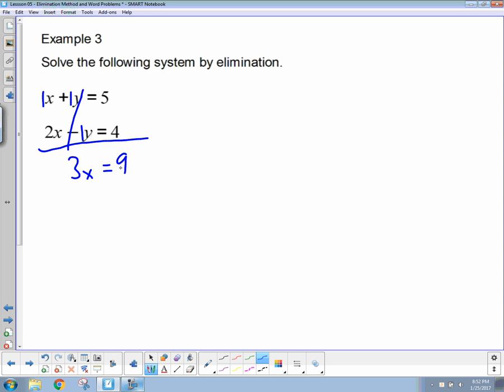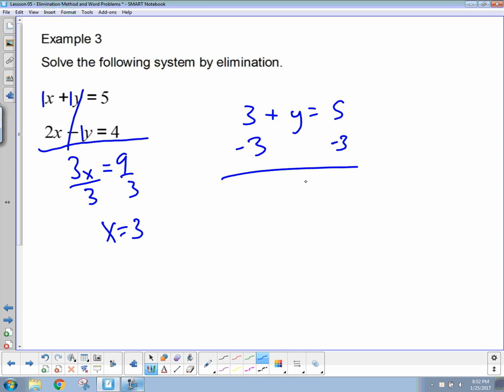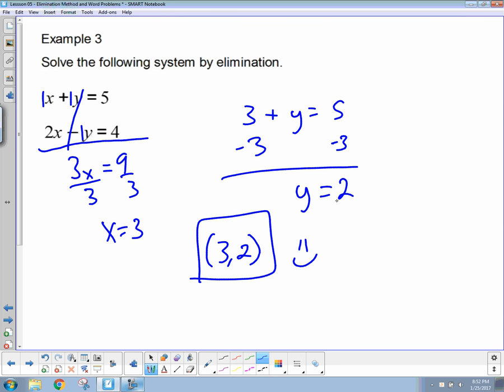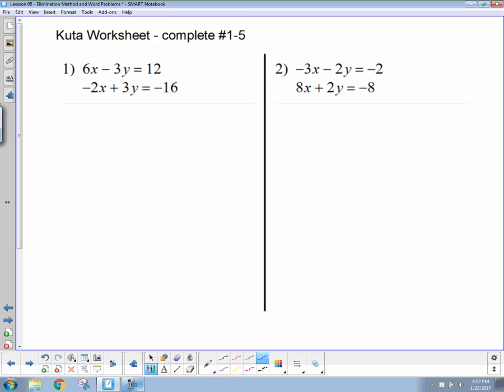Divide by 3. x equals 3. Plug that back into the original equation. Subtract 3. y equals 2. 3, 2. Boom. Now, this should be your worksheet. I'm going to make sure before I get started.